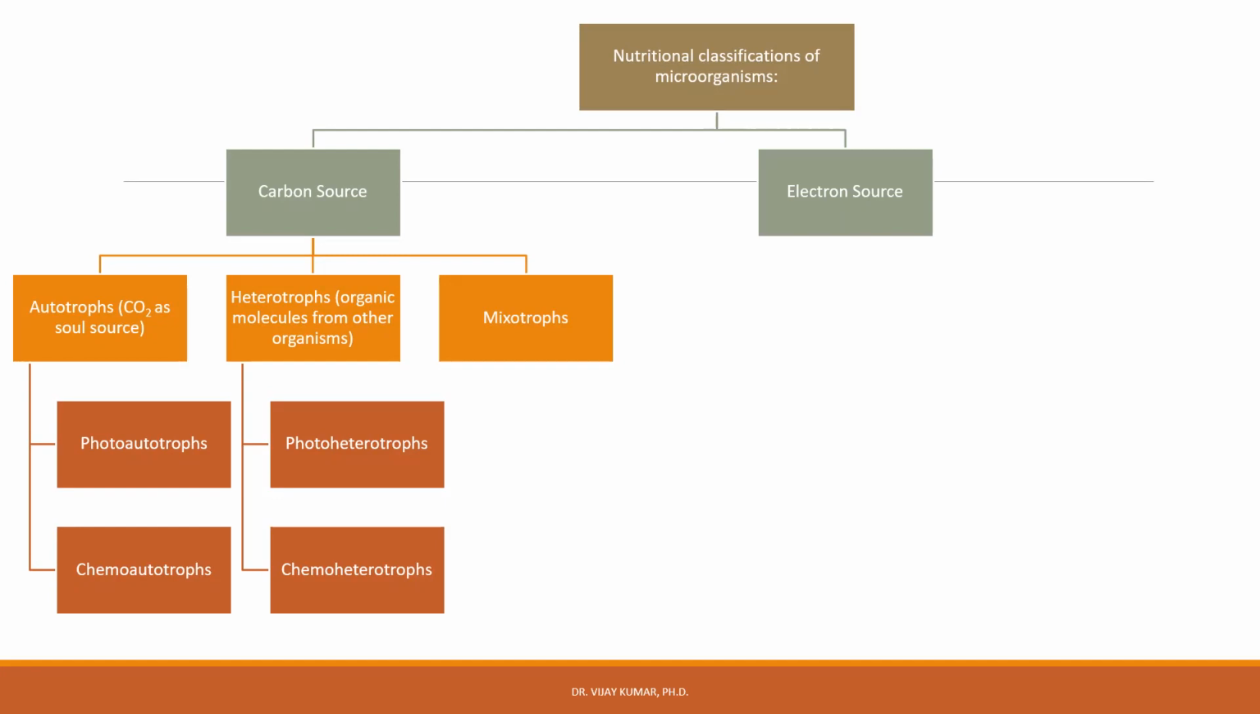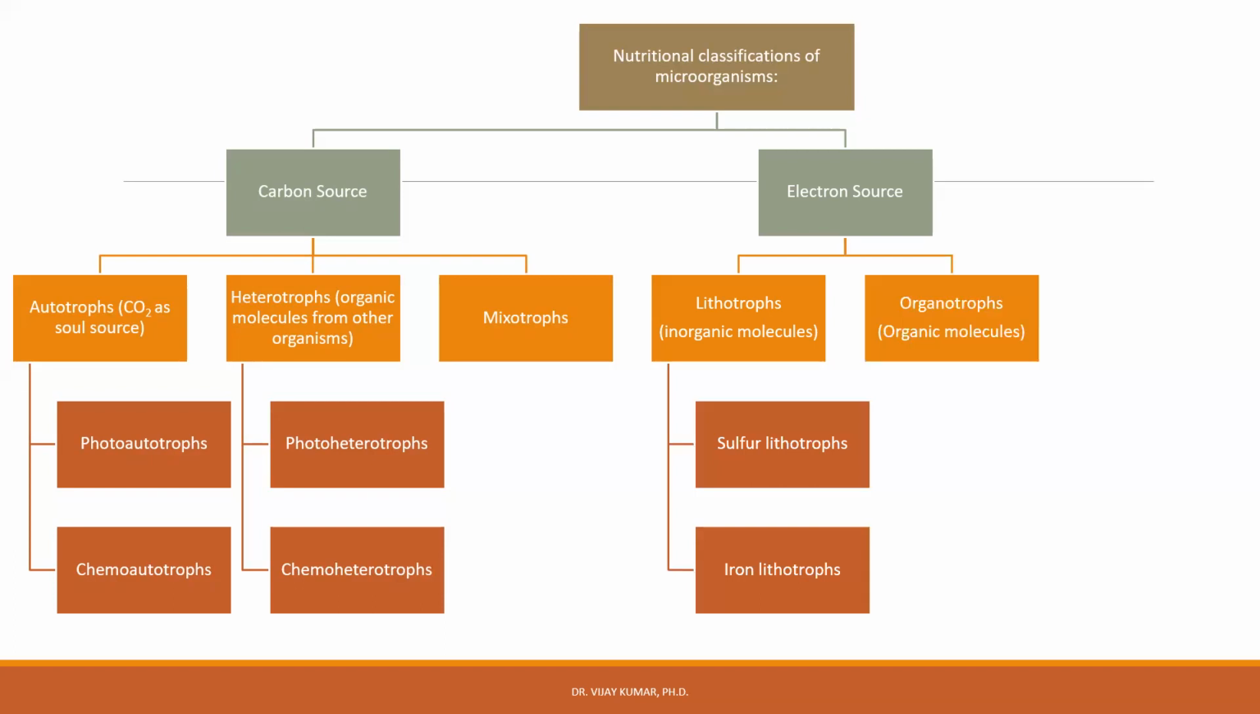Next, we have the electron source. Because it is also required for the growth of bacteria for various energy generation processes and other things, if the bacteria is capable of using inorganic molecules as electron source, they are called lithotrophs. Otherwise, they are called organotrophs, where they use organic molecules as the electron source.